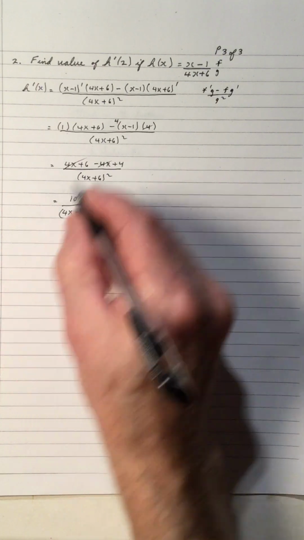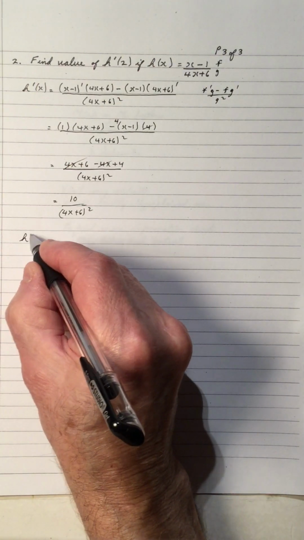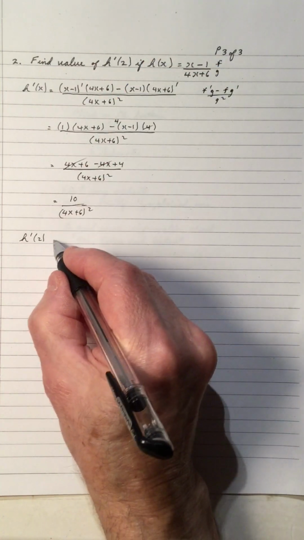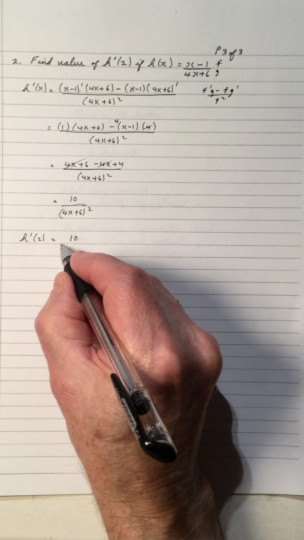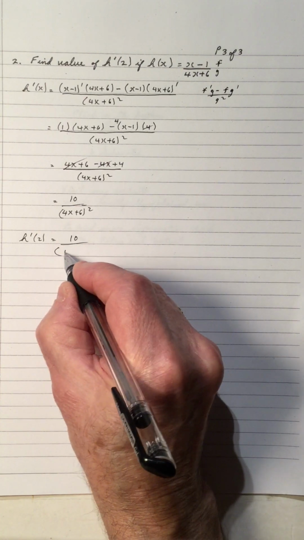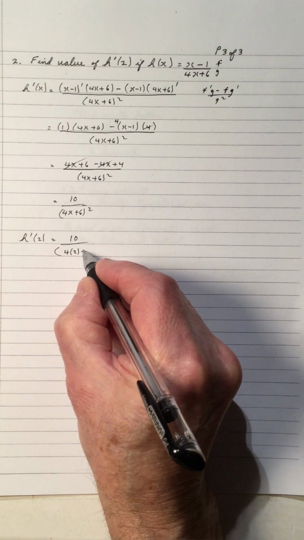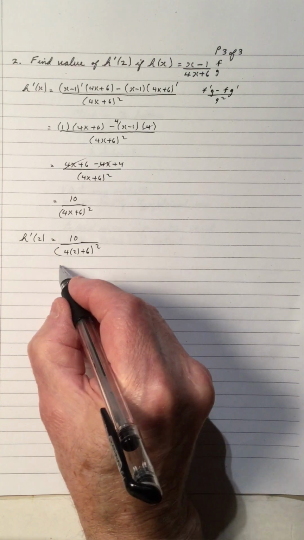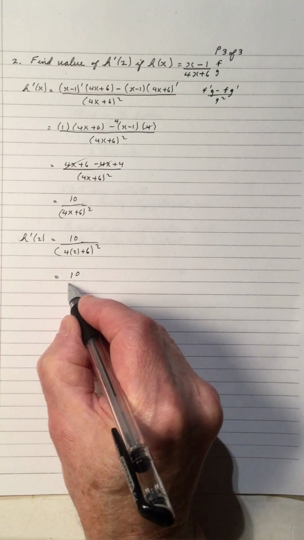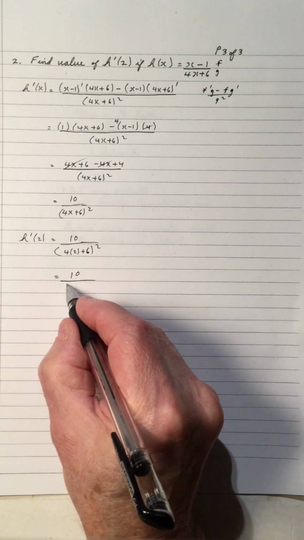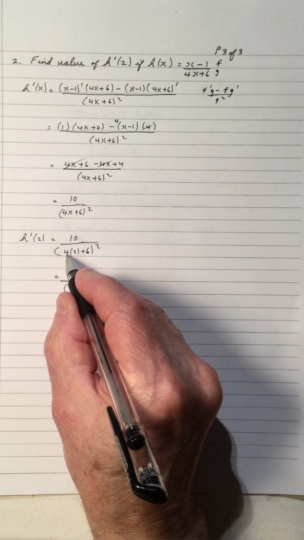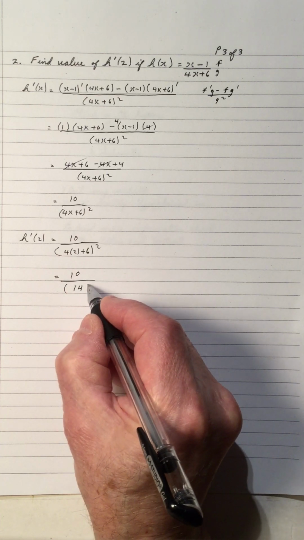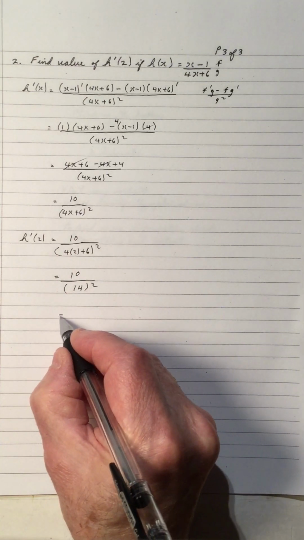And we want h prime of 2, the derivative when x is 2, so we'll put a 2 in here, so we get 4 times 2 plus 6, and that gives us a 10 on top. So let's simplify the inside first. So 4 times 2 is 8. 8 plus 6 is 14. And that gives us 10.